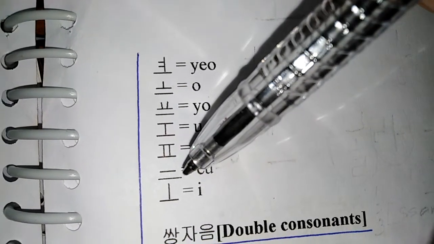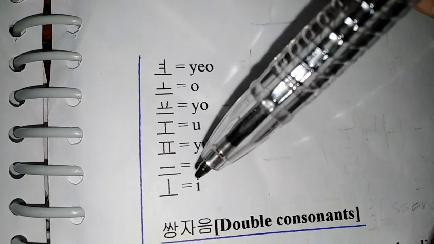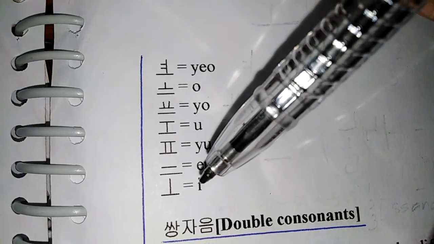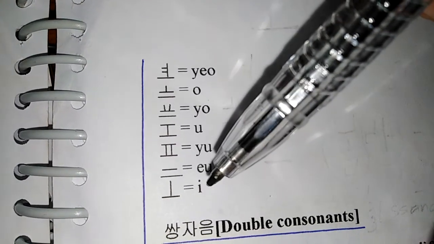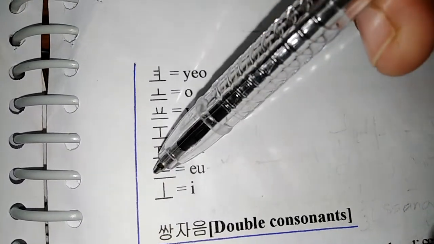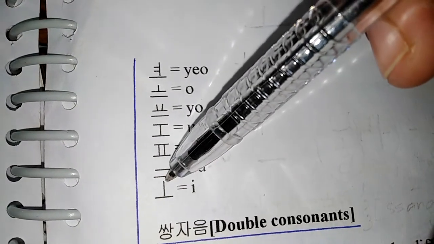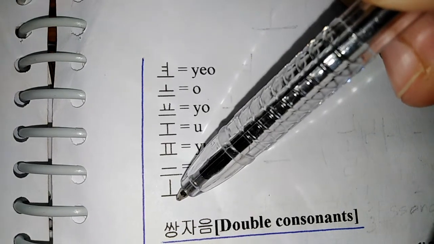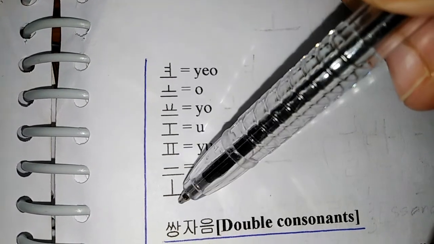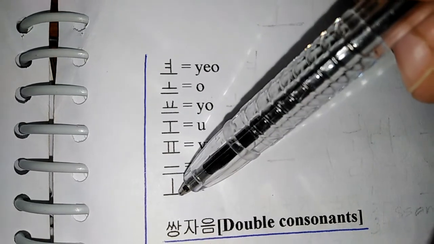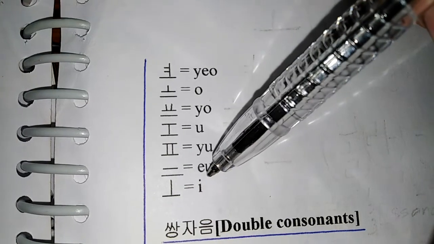Like when you say Yorum. Yorum means summer. So in that rum pronunciation, you are saying rum. For that, you use this vowel. The next is a simple vertical line. First you had a simple horizontal line. Now you have a simple vertical line. This vertical line is E.